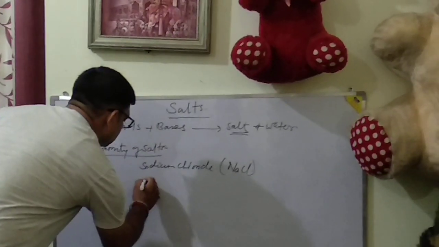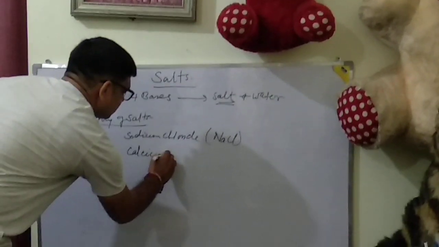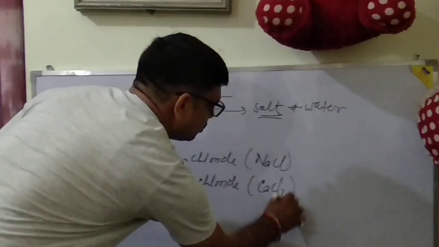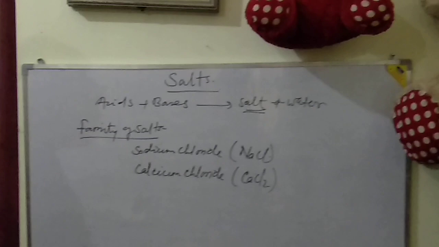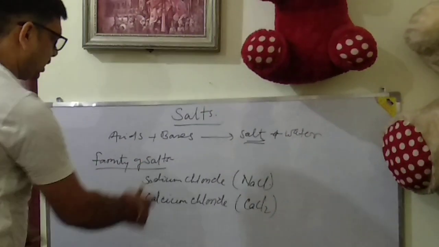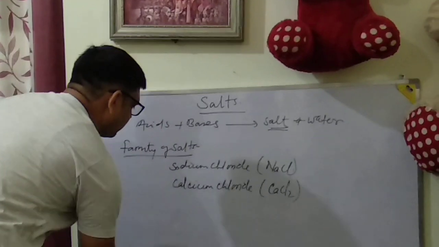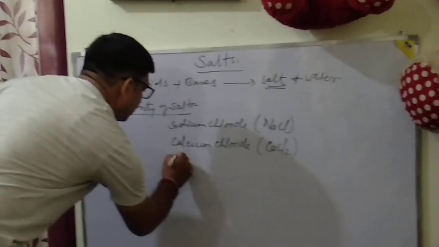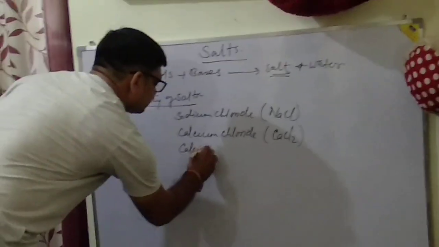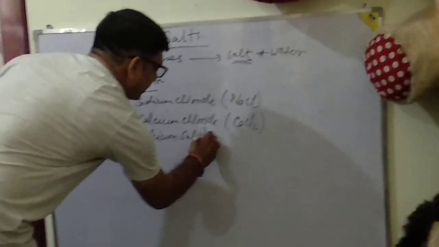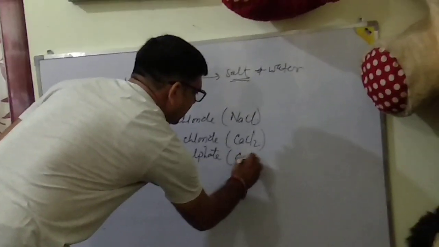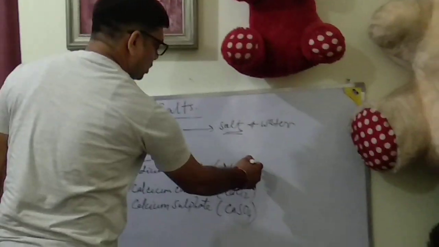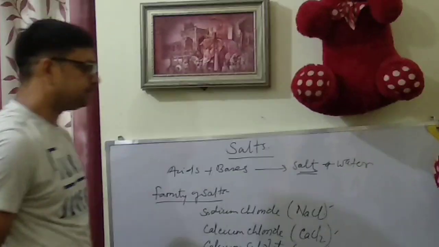We take another salt, calcium chloride. What is the formula? CaCl2, calcium chloride. So, if we take another example, calcium sulfate. CaSO4. So let's take the example of these three salts: sodium chloride, calcium chloride, and calcium sulfate.